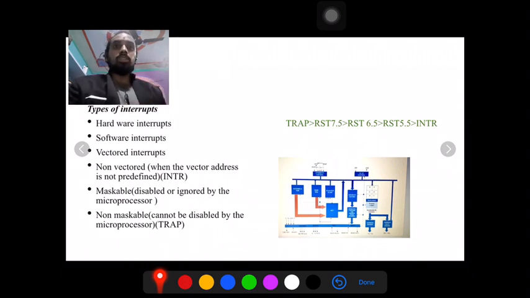What are vectored interrupts? If the interrupt that you have provided has a predefined address, that means the interrupt is not controlling the address of your microprocessor. So basically that is your vectored. And non-vectored is just the opposite of it. When the vector address is not known and it is controlled by the interrupt that is providing it, that is your non-vectored.